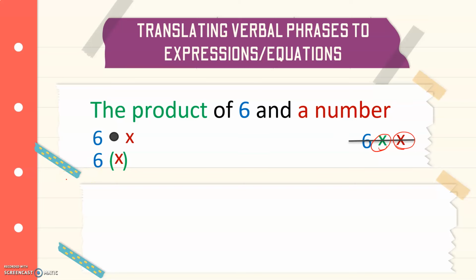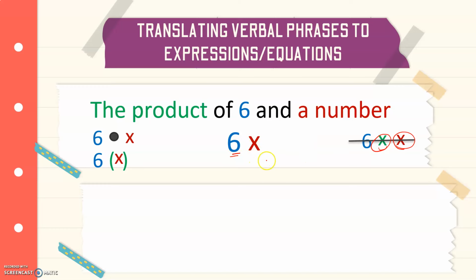But if you are multiplying a number and a variable, in algebra, we just simply put them together. So 6x, remember numerical coefficient and variable. The numerical coefficient multiplies our variable. So whenever you write a number before a variable, the operation involved between them is multiplication. So again, the product of 6 and a number is just 6x.